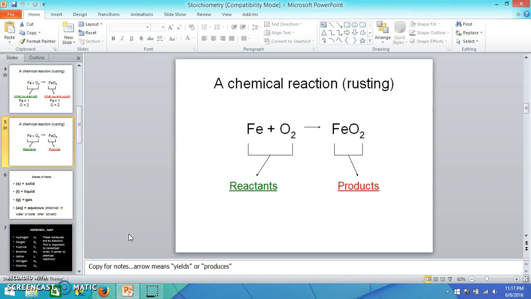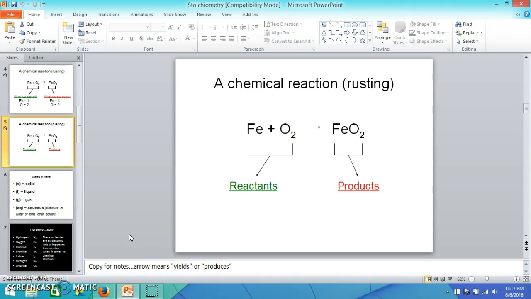So FeO2, the product, I'm pretty sure that's not a real product for iron and oxygen. You've got two others that are more common, and FeO2 is probably not one of them. So anyway, let's start with the first one, reactants and products.